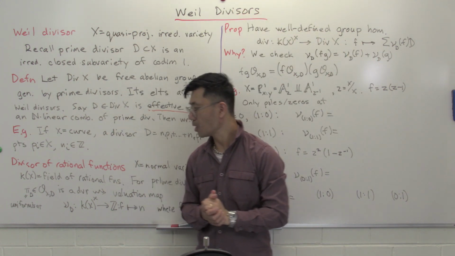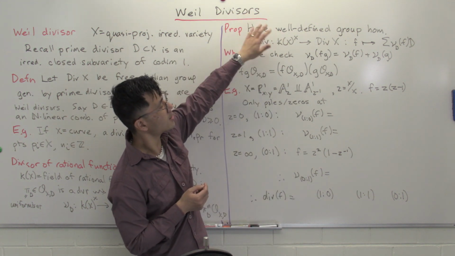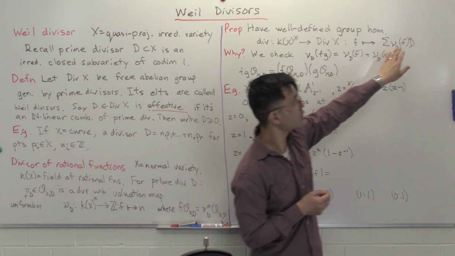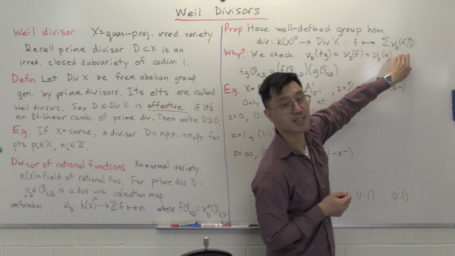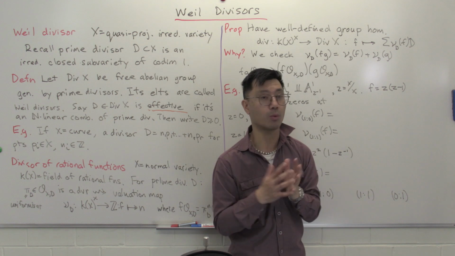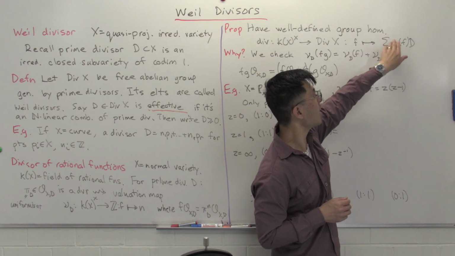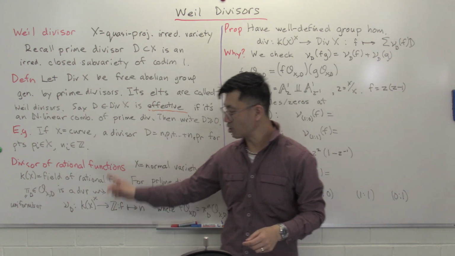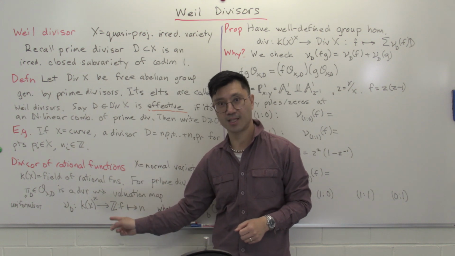Okay, so let's just say some words about this. The first bit to notice is, why do we need to check that it's well defined? The thing that we need to check here is that most of the time this ν_D(f) is equal to 0, so there are only actually a finite number of summands here. So what does it mean for ν_D(f) to be 0? That means that the function is neither a zero nor a pole along that D.